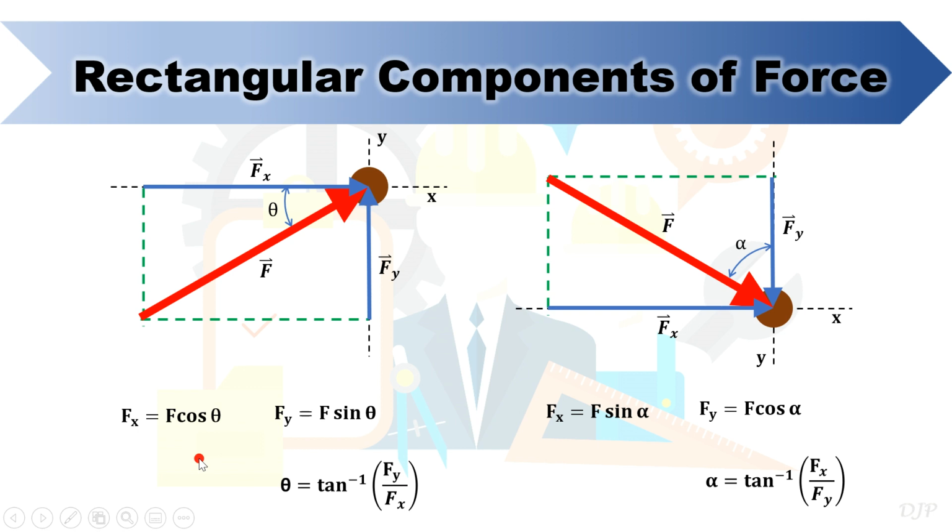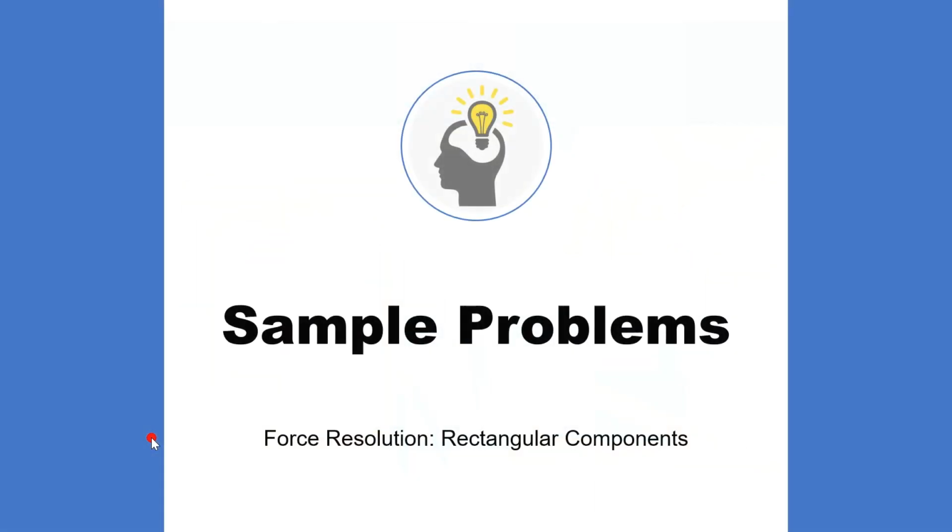Although the orientations may vary from one problem to the other, the formula of getting the magnitude of rectangular components is still the same for all cases in two-dimensional situations. We can better understand this topic by going through some sample problems.